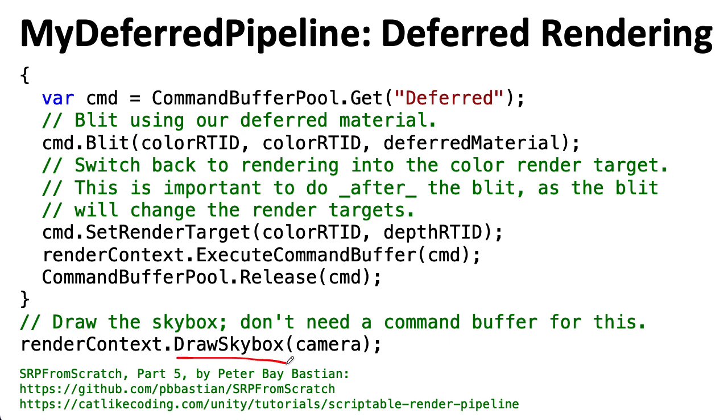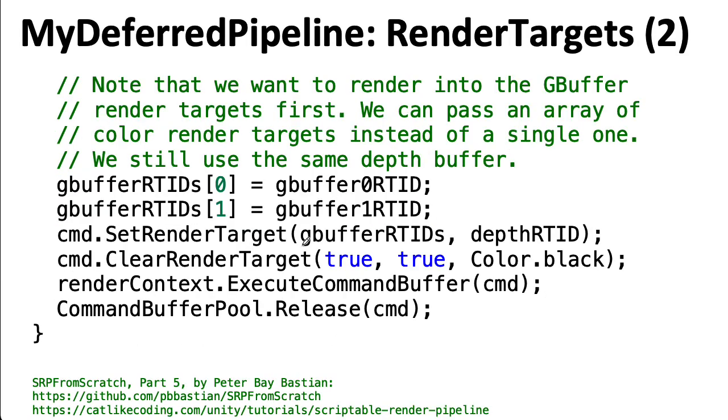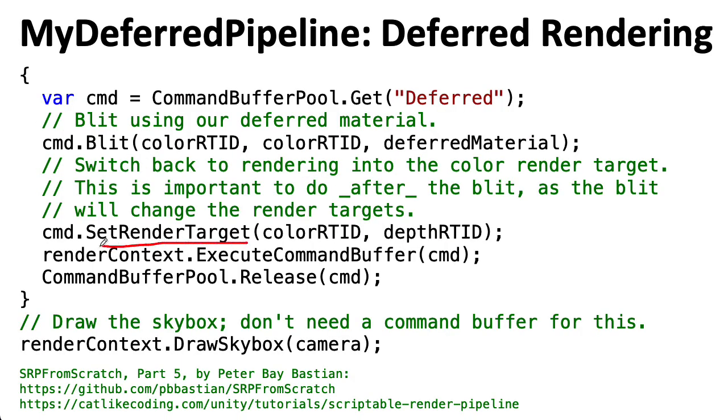But we still need to draw the skybox and the transparent objects. But we previously set our render targets to draw into the GBuffers, so we need to run set render target again so that future things are drawn to our color RT buffer. Now there's this note here that we need to set the render target after doing the blit, because the blit will change the render targets.